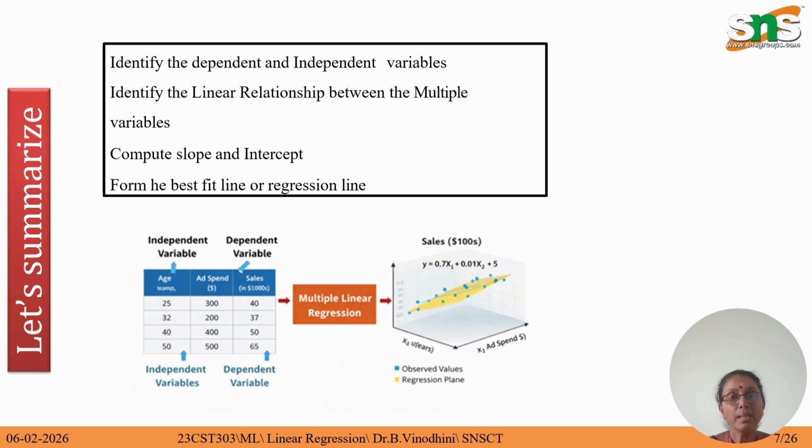Here I have summarized multiple linear regression. In multiple linear regression, we have multiple independent variables and one single dependent variable. Based upon the independent variables, we can calculate the coefficient values and find the linear equation.